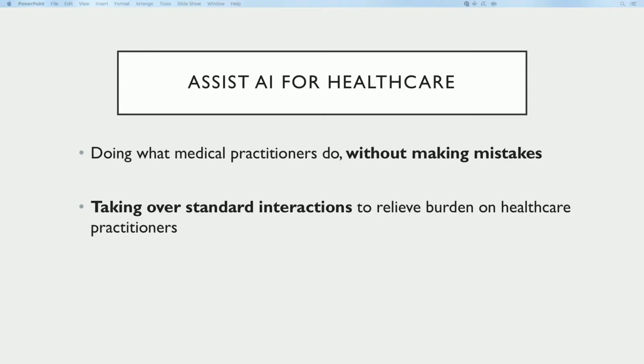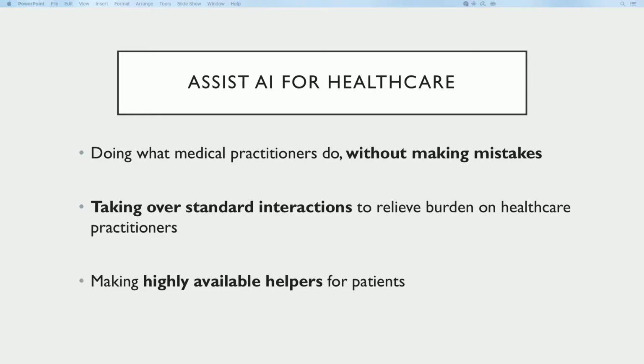We want to take over standard interactions to relieve the burden on healthcare practitioners. Practitioners make mistakes because they have too many patients. If we can take the patients and the cases that are straightforward and move them over to AI, we can relieve the burden on the entire system. Finally, we will have highly available helpers for patients. So the dream is that in the future, none of us will have these times at 3 in the morning when we are worried about something and unable to get an answer because we don't want to go to the emergency room. So there's lots of ways that Assist AI can make life better, both for clinicians and for patients.